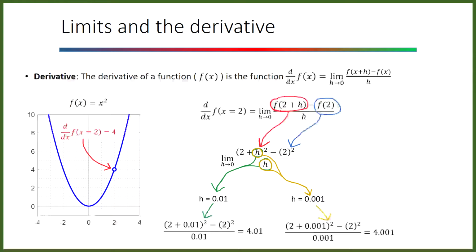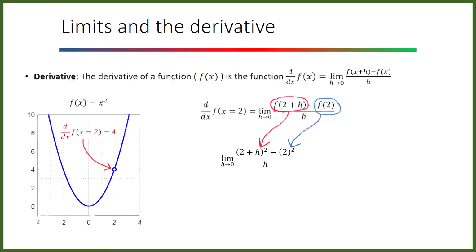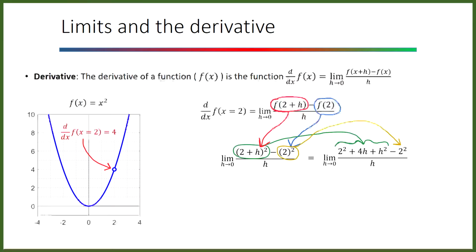Let's take a look at this in a different way. Let's try expanding our limit equation to try to get a truly exact answer. Alright, (2 plus h) squared minus 2 squared, all divided by h, is equal to 2 squared plus 4h plus h squared minus 2 squared, all divided by h. Well, first off, we know that 2 squared minus 2 squared will cancel out, so we can get rid of those terms, and we've now got the limit as h approaches 0 of 4h plus h squared divided by h.